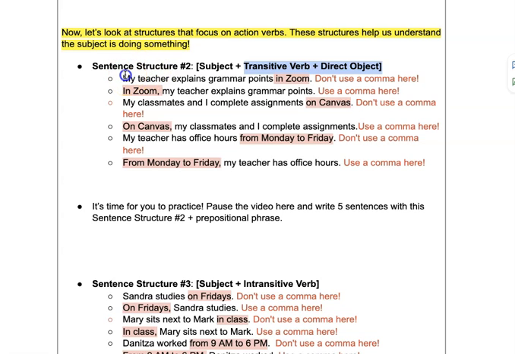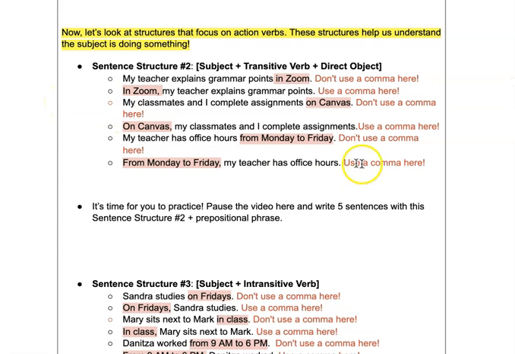Look at this example. My teacher, subject, explains, transitive verb. Explains what? Explains grammar points, the direct object. And I am adding here the location. I am adding this extra part of speech to show the place where this happens. Because it's at the end, I don't use a comma, but if I use the same sentence and move the prepositional phrase to the beginning, I need a comma here.